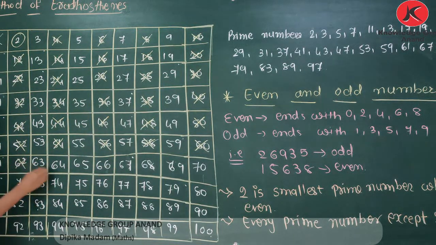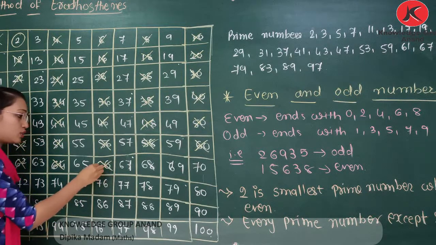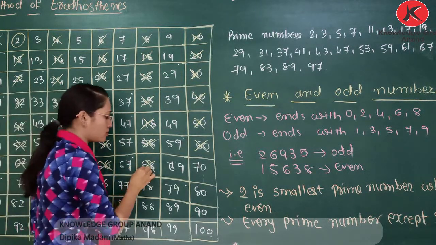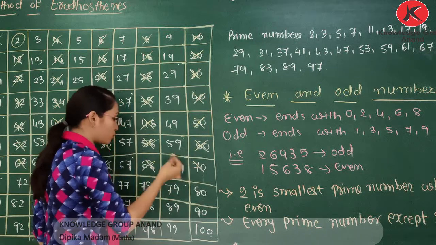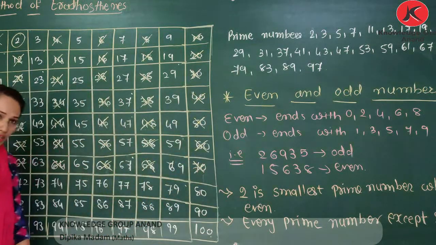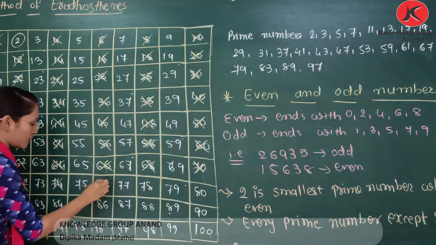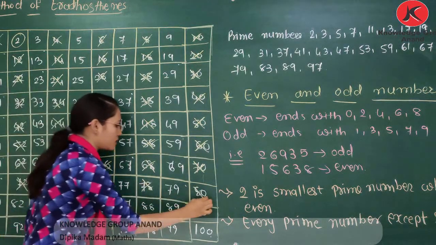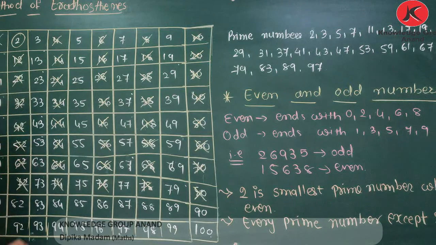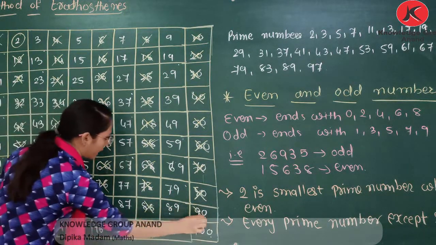62 means 31 2s are, 64 means 32 2s are, 66 means 33 2s are, 68 means 34 2s are, and 35 2s are 70. Same 72, 74, 76, 78, 80. Next 82, 84, 86, 88, 90.